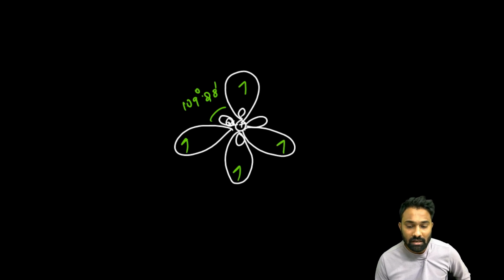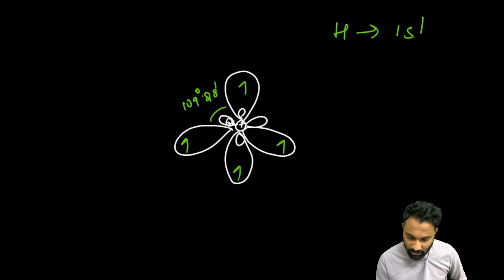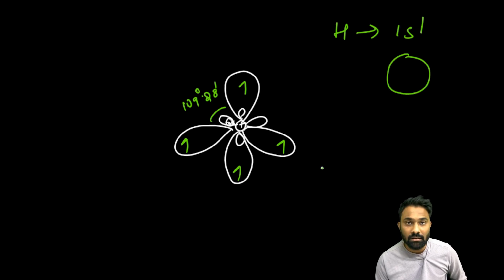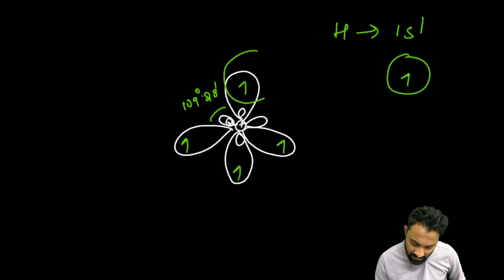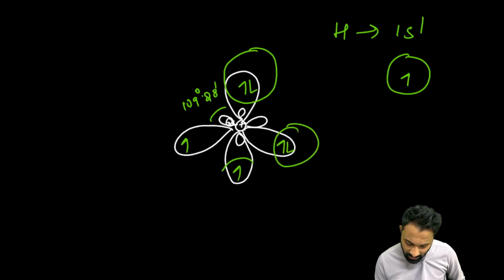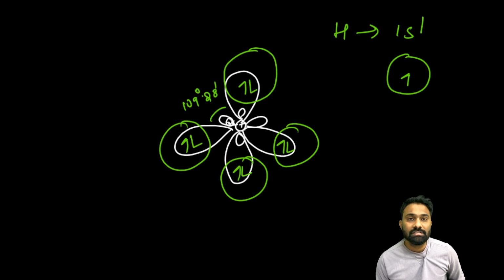Done. Then we have the 4 hydrogens, right? Hydrogen electronic configuration is 1s1, so in the s orbital we have 1 electron. So the new hybridized orbital and the 1s orbital of hydrogen will overlap in this manner. Now this is the molecular geometry of CH4. See, in this manner the bonds have been formed.